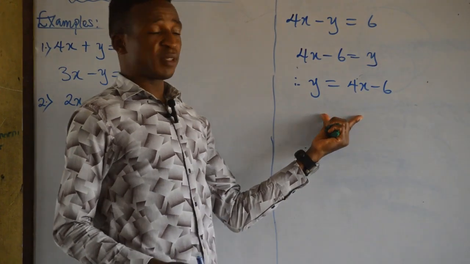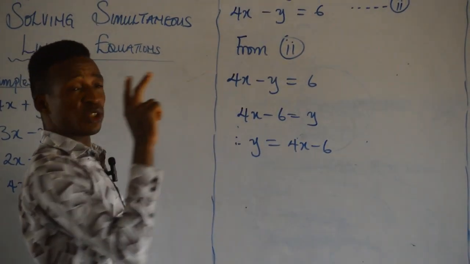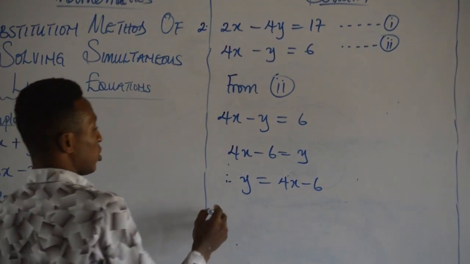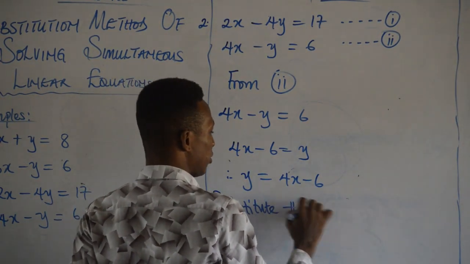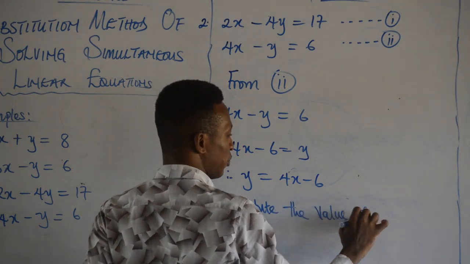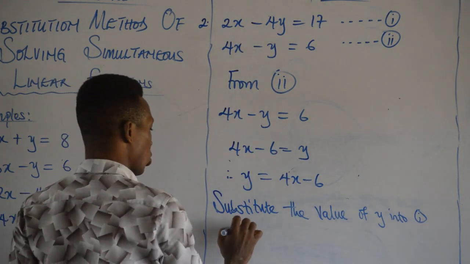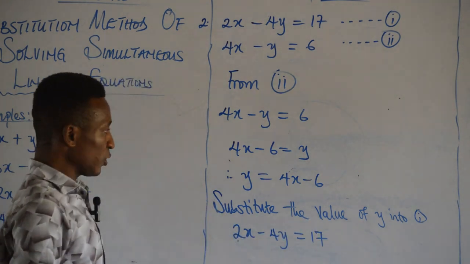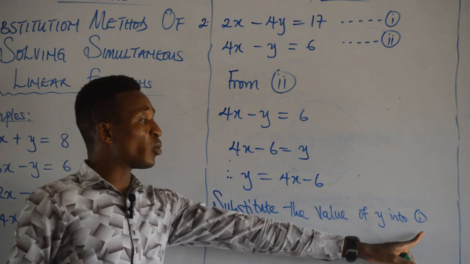So we've gotten our y now. Now since we've gotten y as the subject of formula, what we just need to do is substitute back into the second one. Here we started with equation 2, so we can't use equation 2 again this time around, but we use equation 1. So substitute the value of y into equation 1. Our equation 1 is 2x minus 4y equals to 17. So now we've gotten our y as 4x minus 6. Now we are substituting it into equation 1.